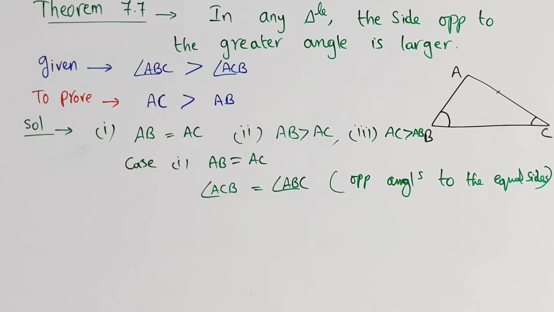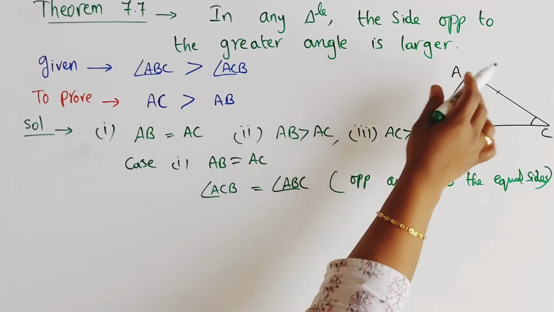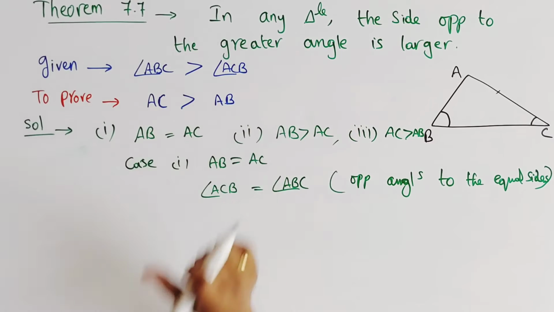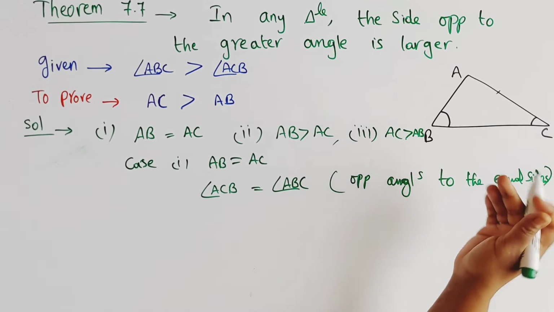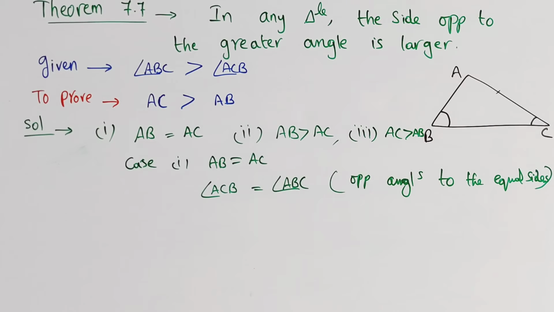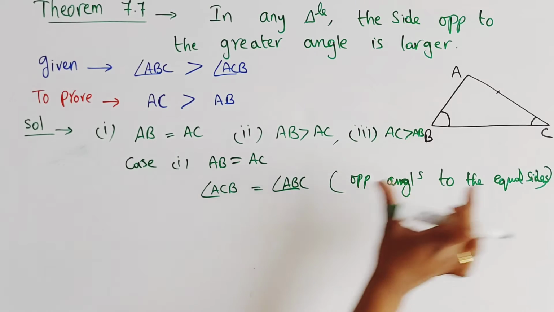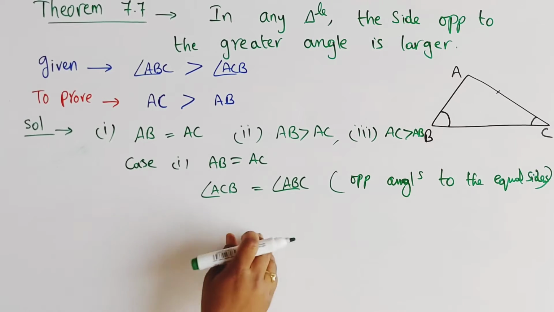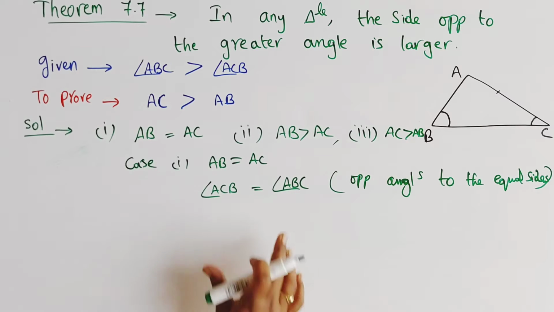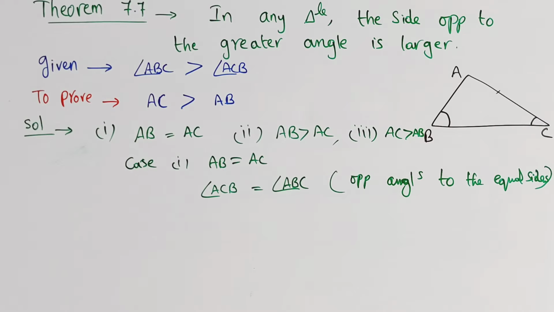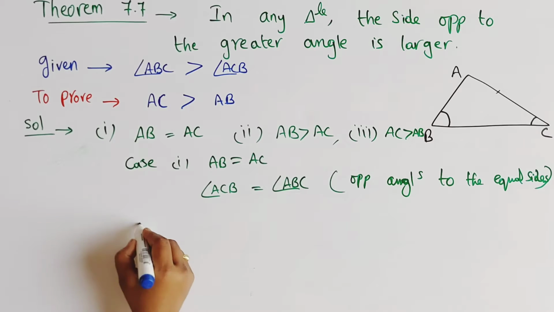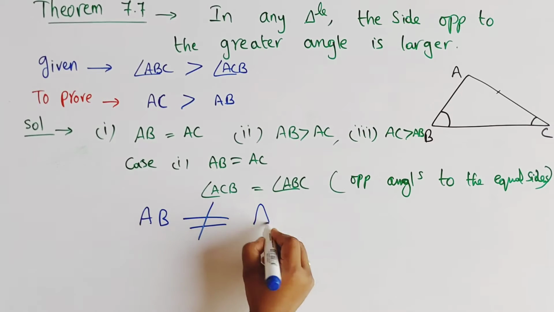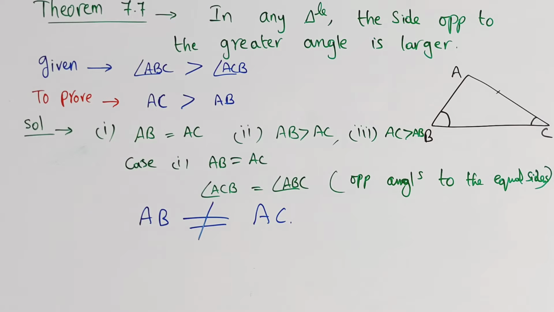But what is our statement? In any triangle, the side opposite to the greater angle. Greater angle. Right, children? That means they have already mentioned that this is a greater angle and the other one is a smaller angle. That is our theorem. Angle ABC is greater than angle ACB. Right, children? So here, if these two angles are equal, this contradiction is not at all correct. It is not at all possible that AB equals AC according to our theorem. Right, children?